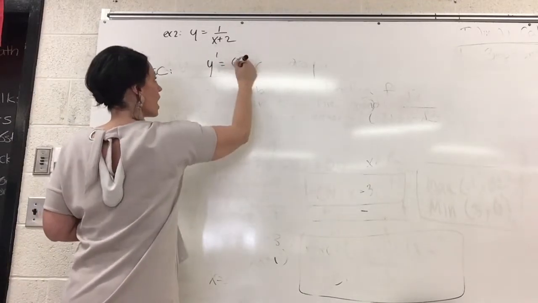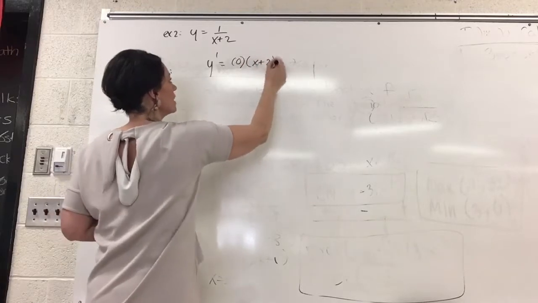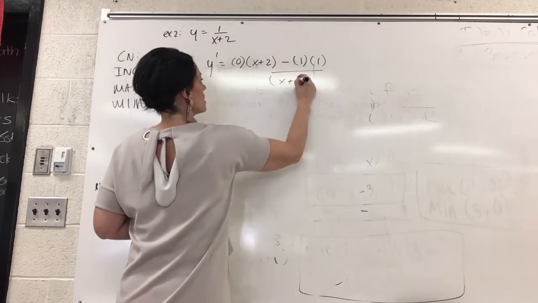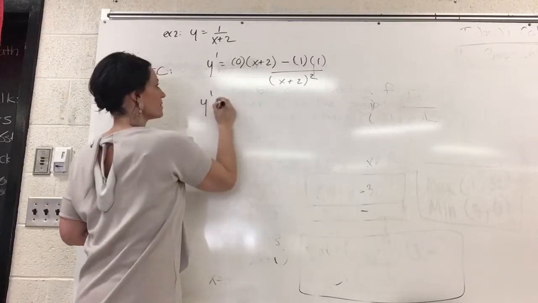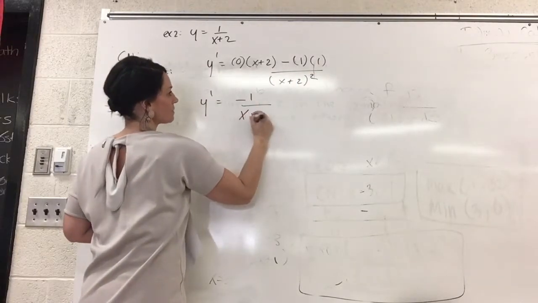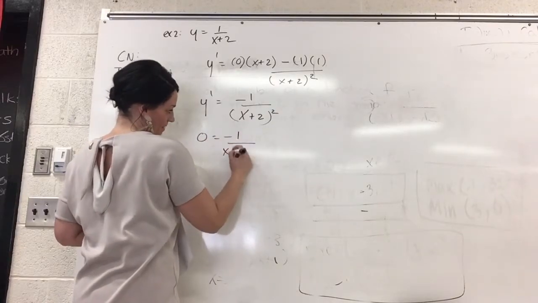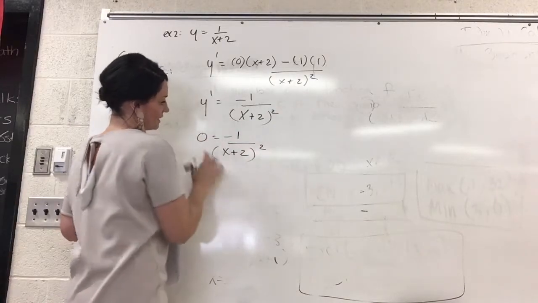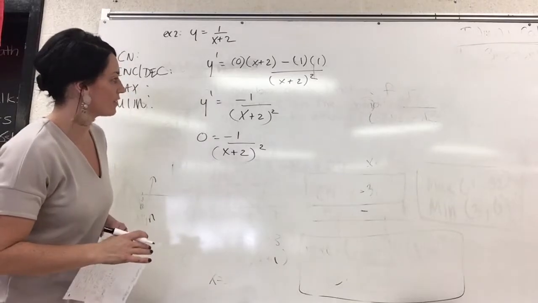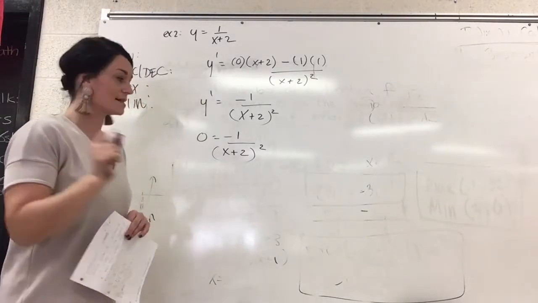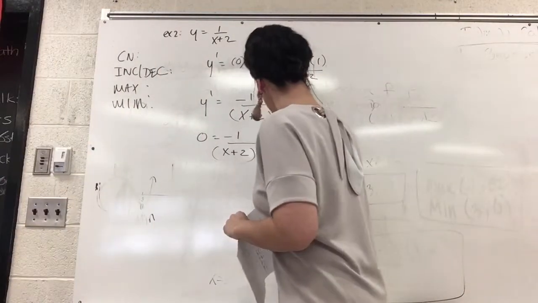So derivative of the top multiplied by the bottom minus the derivative of the bottom multiplied by the top, all over the bottom squared. So the derivative simplifies to be minus 1 over (x plus 2) squared. So there's actually nothing that can make this 0. There is nothing I can do to make this derivative 0. There is something I can do to make the derivative not exist, because it doesn't exist at negative 2.